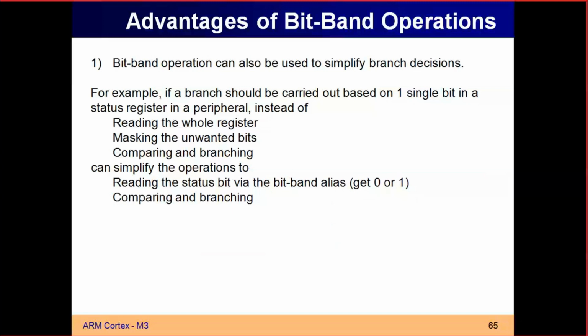These are some of the advantages of using bit banding. Bit band operation can be used to simplify branch decisions. If you are checking a particular bit and you need to perform a branch if that bit is set, let us take an ADC interrupt flag. Whenever the ADC generates an interrupt, you set a flag. The flag is a bit present in one of the registers. If that bit is set, you need to perform one task. If that bit is clear, you need to perform some other task.